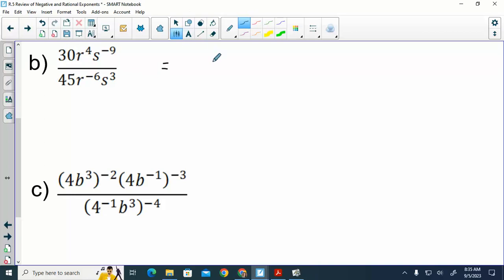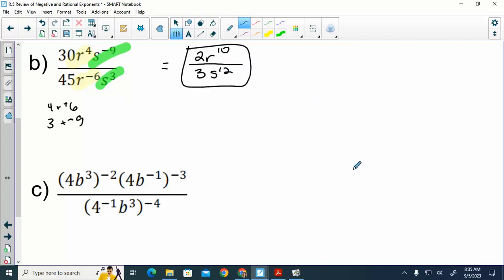45 divided by 15, so that gives us a 2/3. The r's, we have more of them on top, so it'll end on top. 4 minus negative 6 gives us 10. S's, will that end on top or bottom? Bottom, we have more, so you do 3 minus negative 9. So that's to the 12th. Looks like we did pretty well with that one.